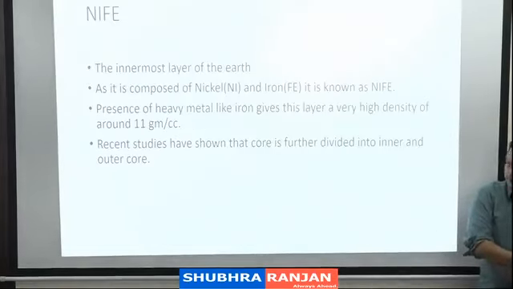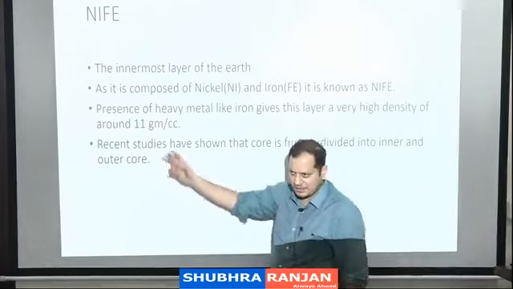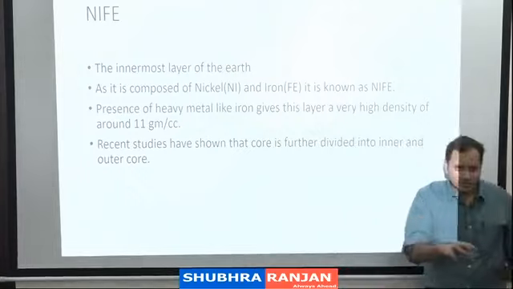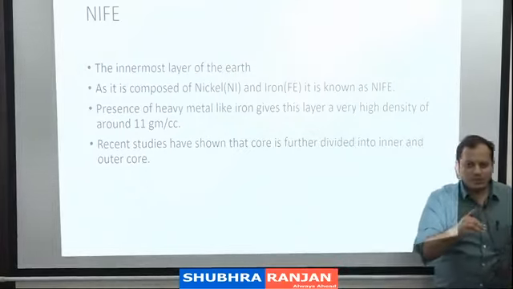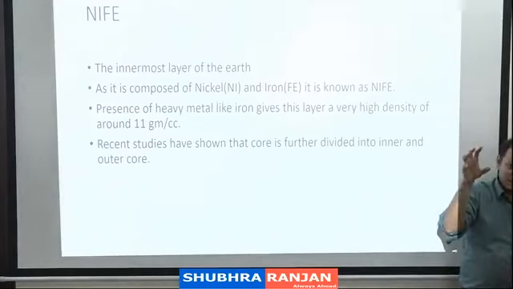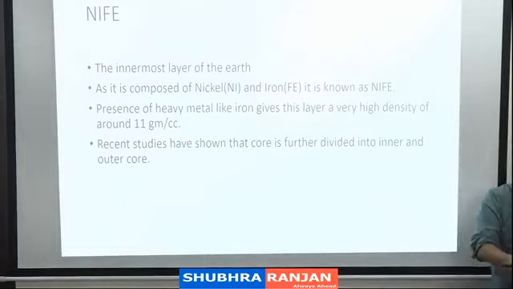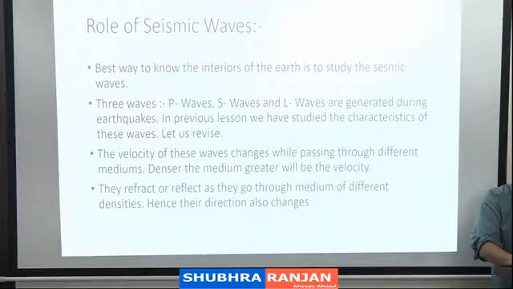Then we come to the Nife layer, the innermost layer composed of nickel and iron. It has a very, very high density of 11 grams per cubic centimeter. This is the average of the inner core and outer core. In the inner core, the density goes much greater, even greater than 15 grams per cubic centimeter. Recent studies have shown that the core is further divided into inner and outer core. Fine with this? Now the role of seismic waves.